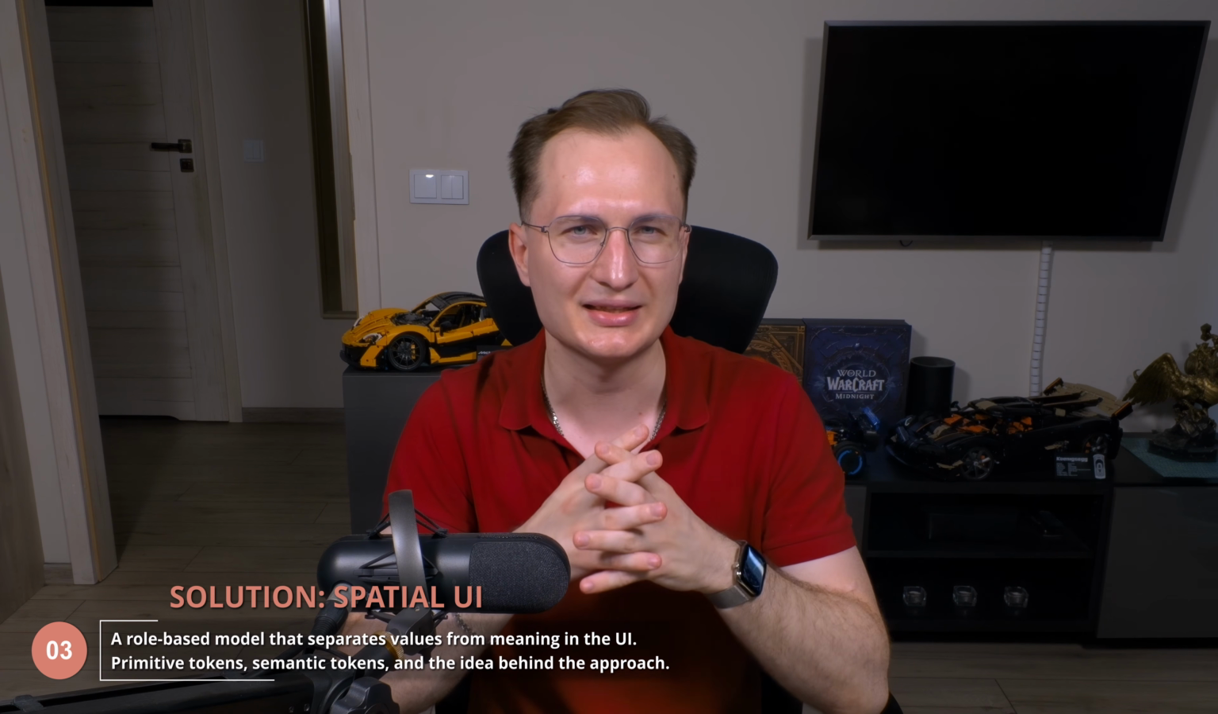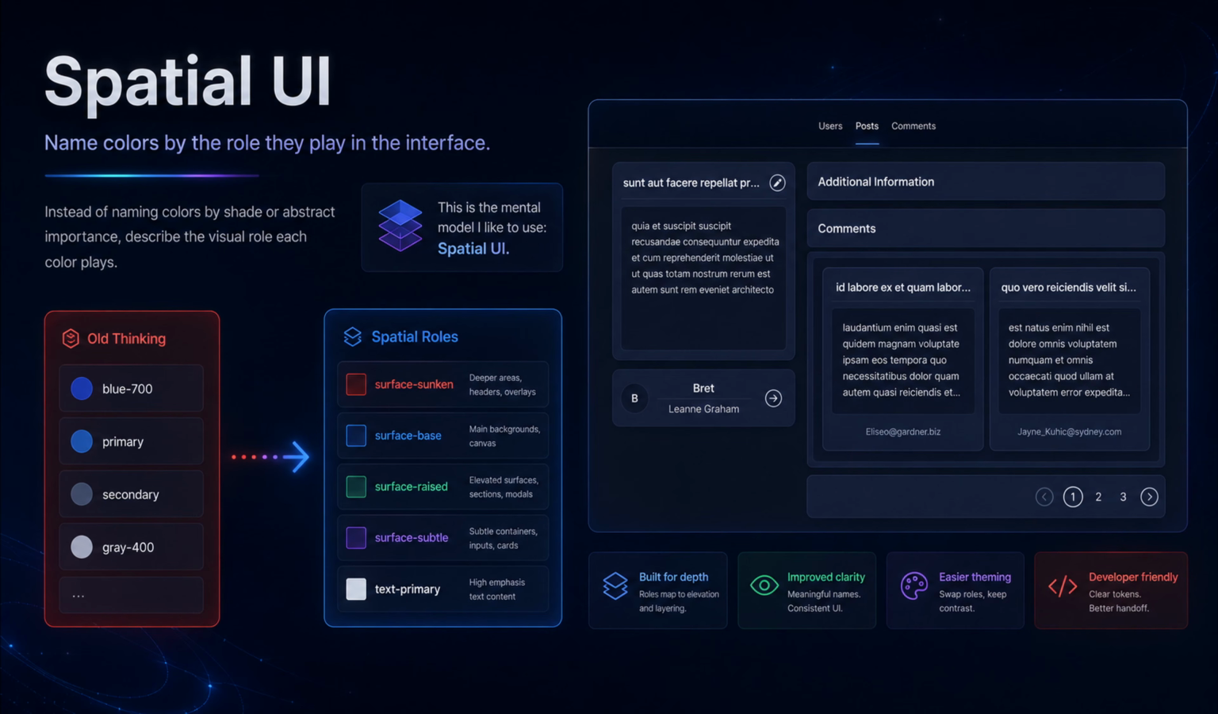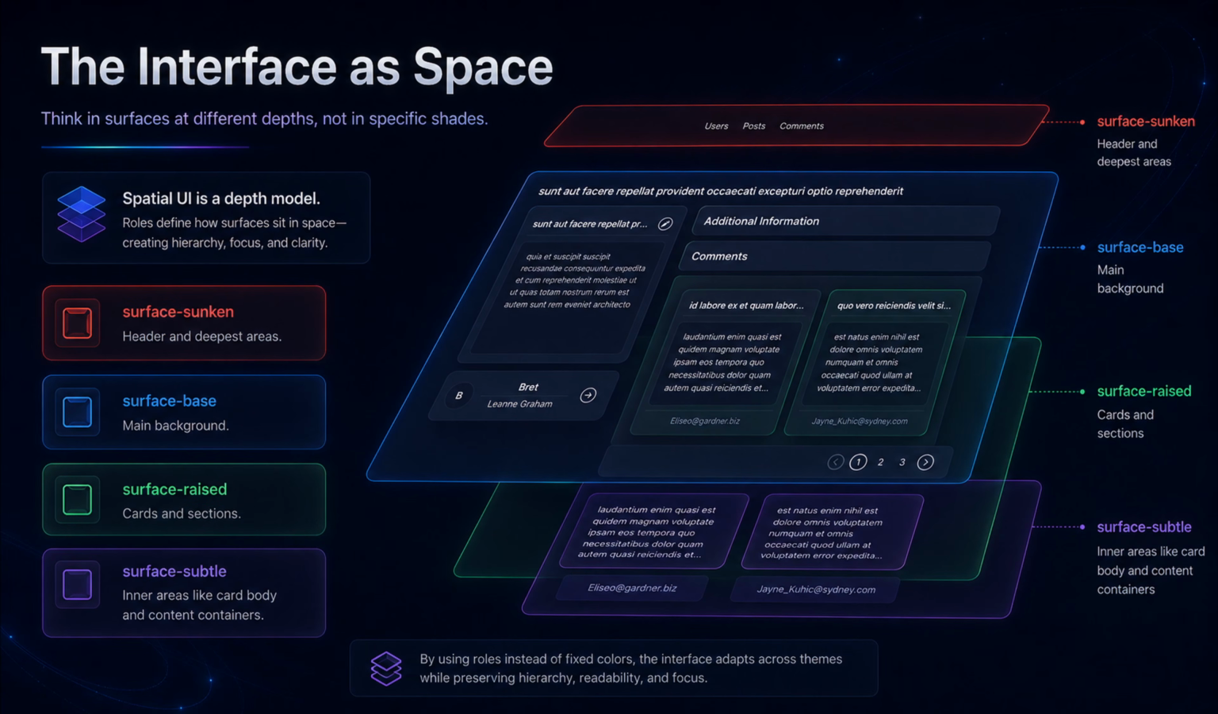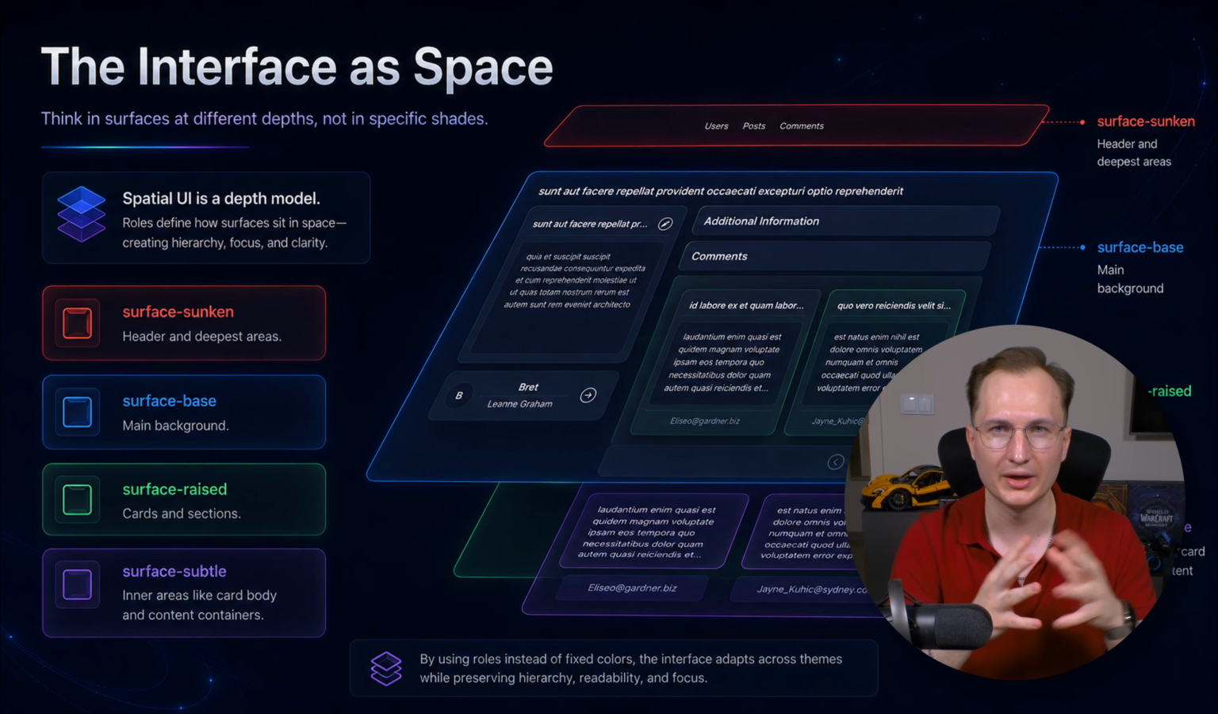So this is where we need a slightly different way to think about theming. Instead of naming colors by shade or by some abstract importance like primary and secondary, we can describe the role each color actually plays in the UI. And this is where I like to use a mental model called Spatial UI. With Spatial UI, we think of the interface as a space made up of surfaces and different depths. So instead of caring about the specific color, we care about the visual role it plays and where it belongs. Now the name describes what the color is for, not what its current value happens to be.